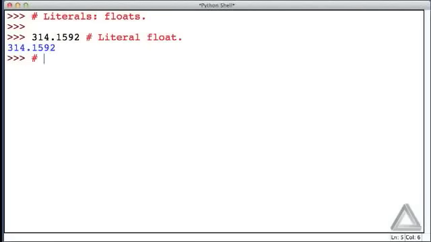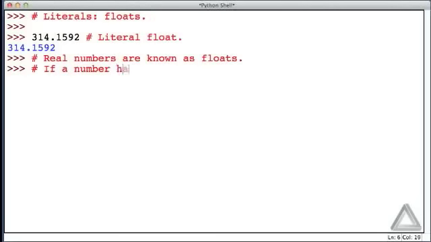Some comments on this: real numbers are known as floats, and if a literal has a decimal point, it's a float. No ifs, ands, or buts about it. So it doesn't matter if the fractional part is 0 or not. If that decimal point is present, it's a float. And we'll see that in a bit.